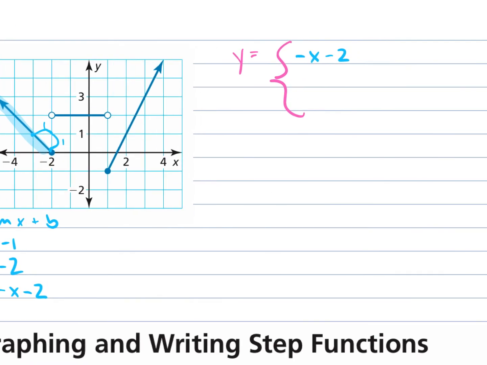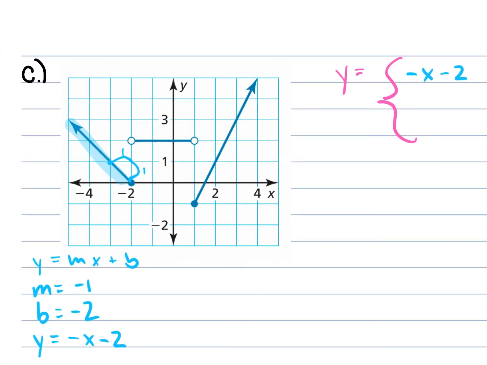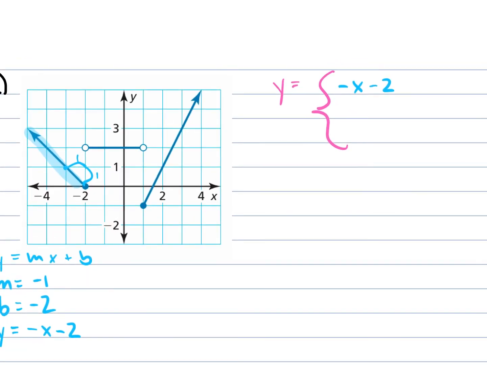Now I need my restriction. Where does my graph stop here? What x value does my graph stop at? -2. Notice how here I have a closed circle at -2. It doesn't keep going at no x values past that. So -2. Are we talking about x values that are greater than -2 or less than -2? Less than, because our graph goes to the left. So we're talking about values like -3, -4, -5. X values that are less than. So I'd say x is less than -2.